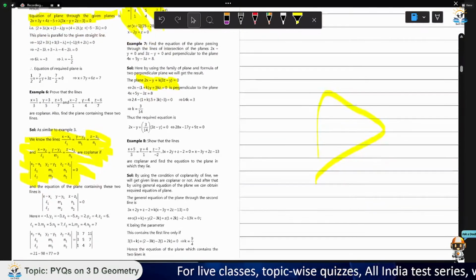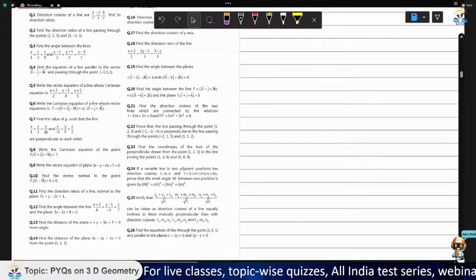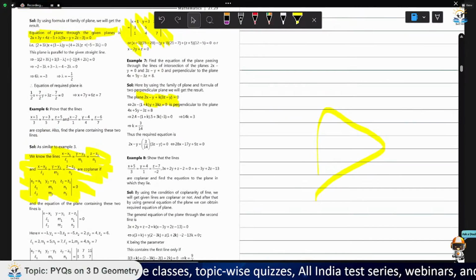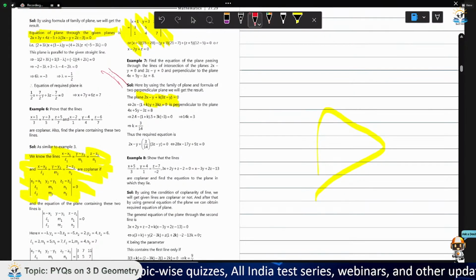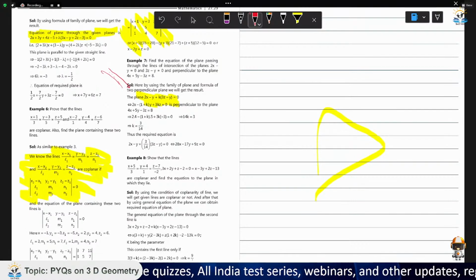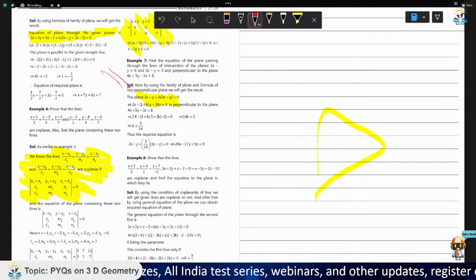Again, I'll suggest you go through the solution of this question. These two questions are very similar. Here we had been given the direction ratios, and here they were given the planes' equation. How we tackled them is a very similar process. So please kindly take a note of this.